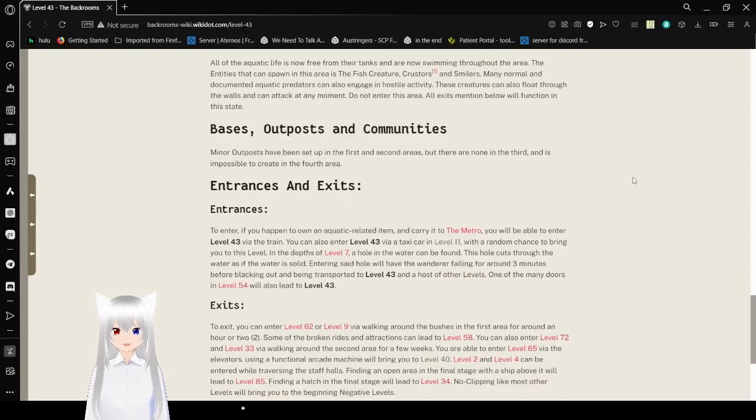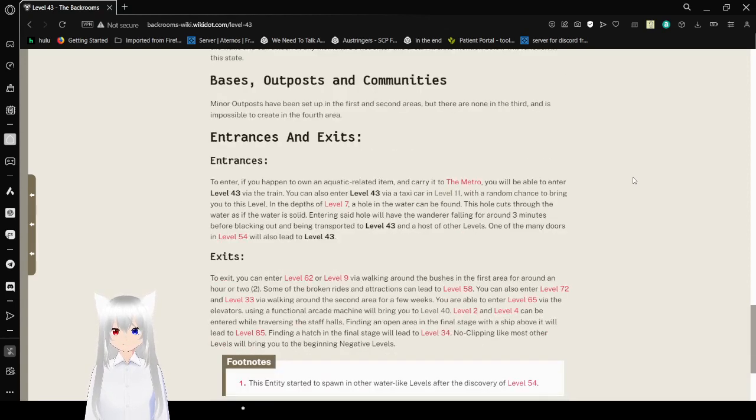Bases, outposts, and communities. Minor outposts have been set up in the first and second areas, but there are none in the third, and it's impossible to create any in the fourth area.